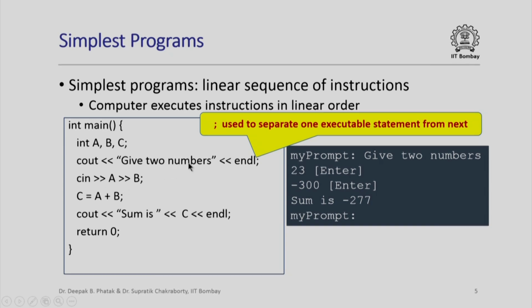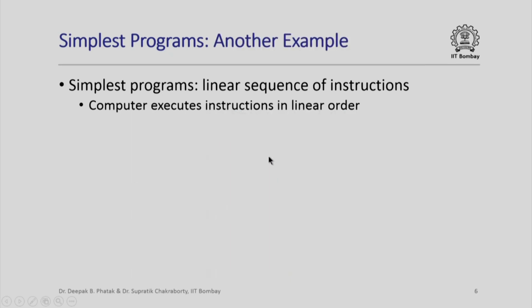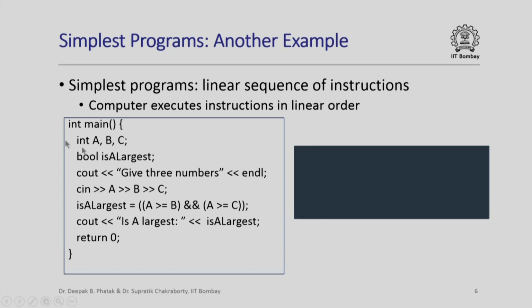So you could put two executable statements on the same line, you do not need to break the line, but as long as you put a semicolon between them, it is clear that the statement to the left of the semicolon will be executed first, and then the statement to the right of the semicolon. Now here is another example of sequential execution of statements in a program.